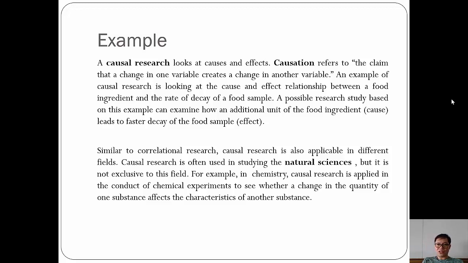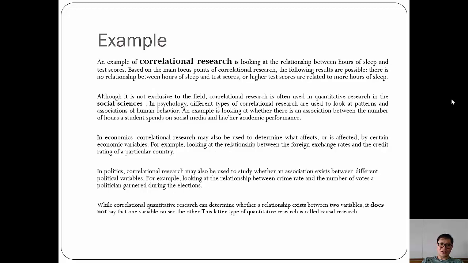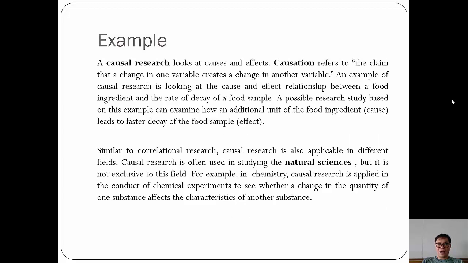Okay? A possible research study based on this example can examine how an additional unit of food ingredients or cost leads to the faster decay of the food example, which is effect. So ang causal has a cause and effect. Okay? Similar to correlational research, causal research is also applicable in different fields. Causal research is often used in studying natural science. Okay? And correlational, it's more on social, and causal is more on natural science.